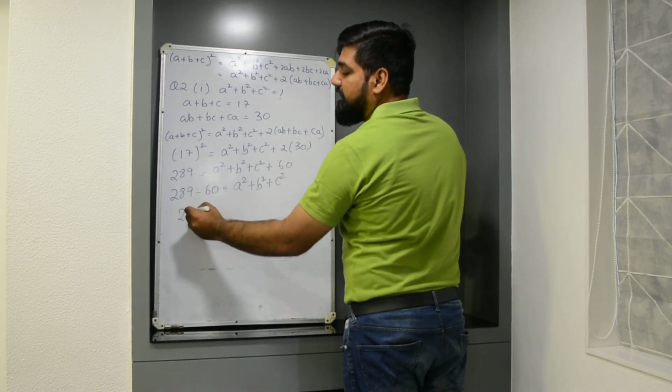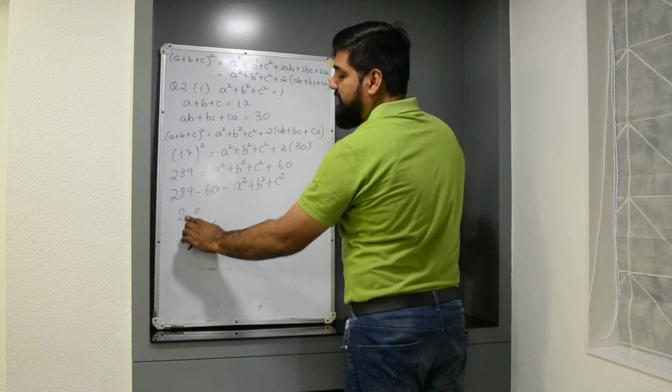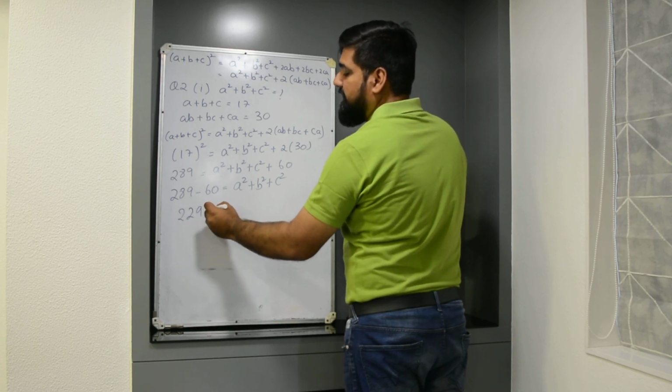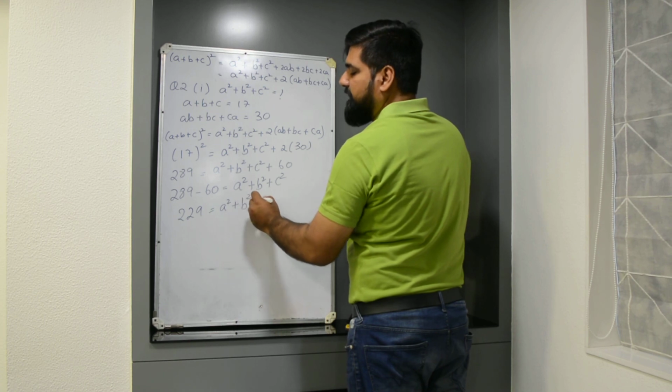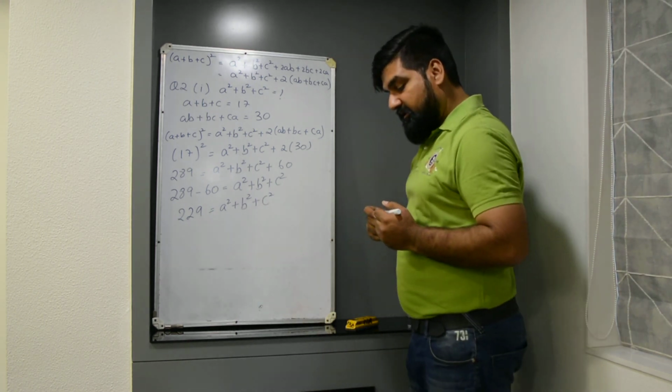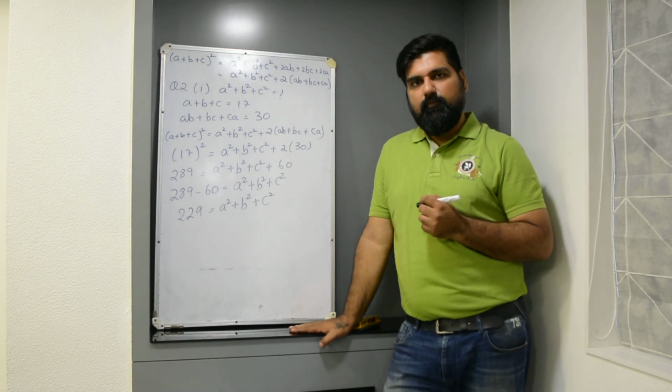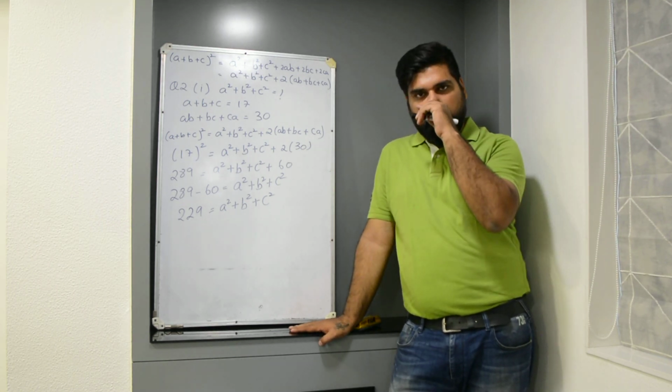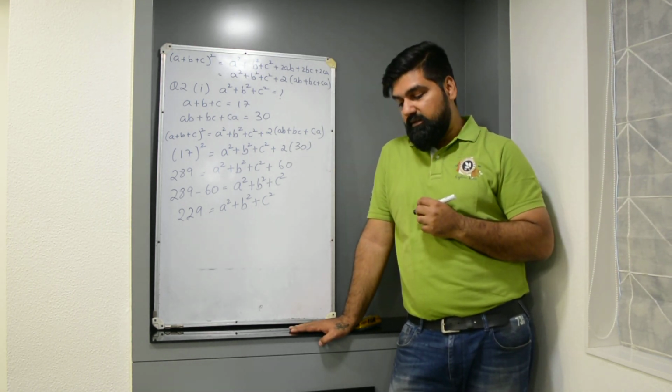So 229, I should say, is equal to a square plus b square plus c square. That's the final answer. Okay. In the same way you will do the second part and the third part of this question.